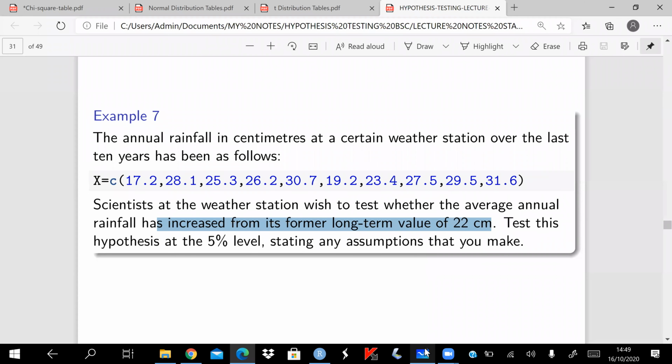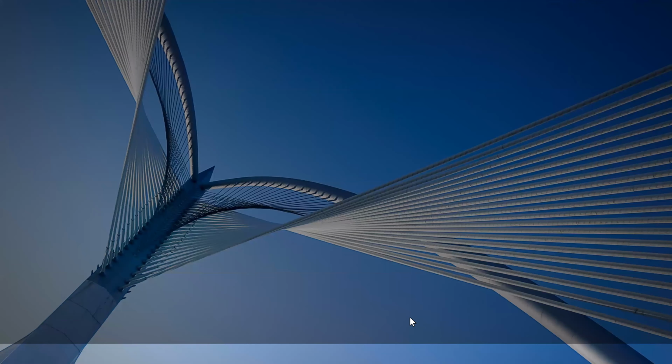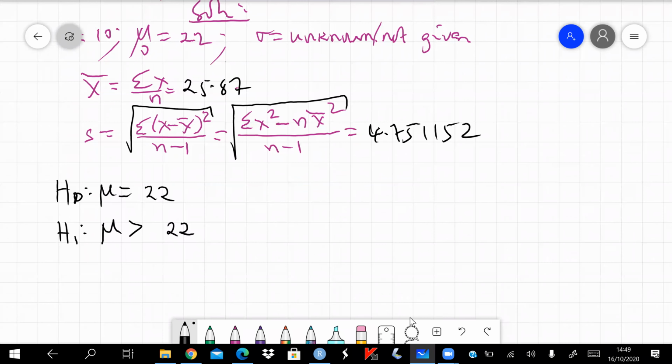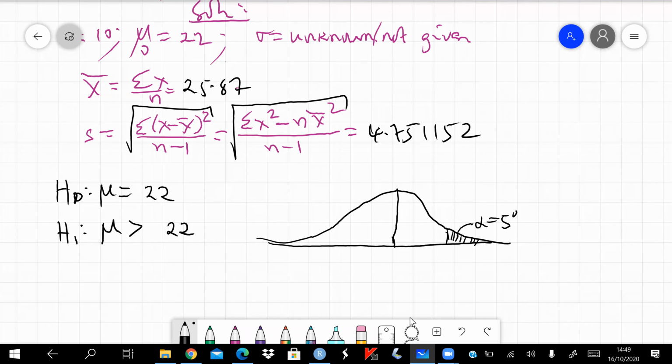So we're testing the hypothesis that the mean annual rainfall has actually increased from 22. So this is calling for an upper tail test like that. So we can even set up our critical region at this point. So our alpha will be on this side. So this is our alpha, and we're assuming 5%. So if that is our alpha 5%, we need to get our critical value.